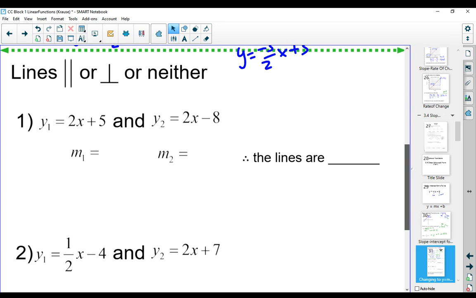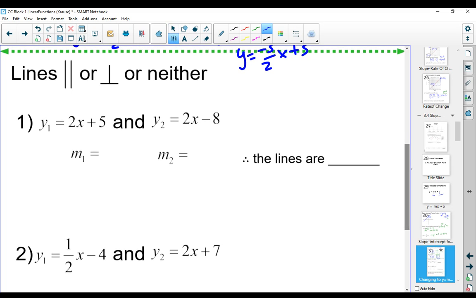All right, we talked about this the other day, that we can have both parallel or perpendicular lines or neither. So now that we've worked with the equation, we can identify whether these equations are parallel, perpendicular, or neither. So if we look at the first equation, y equals 2x plus 5, the slope of my first line is 2. The slope of my second line is 2. And since they're the same slope, that means that my lines are parallel.